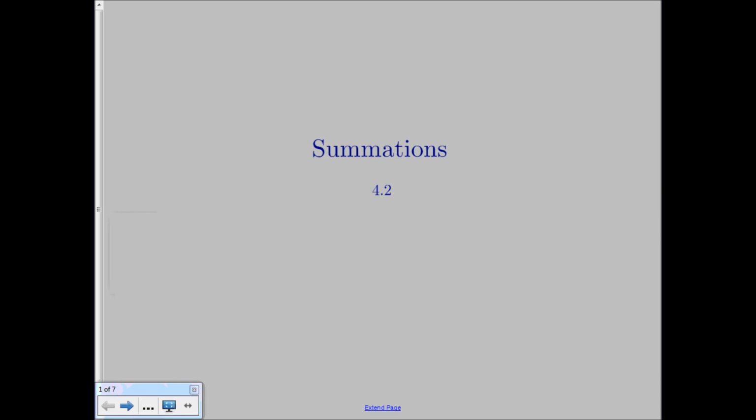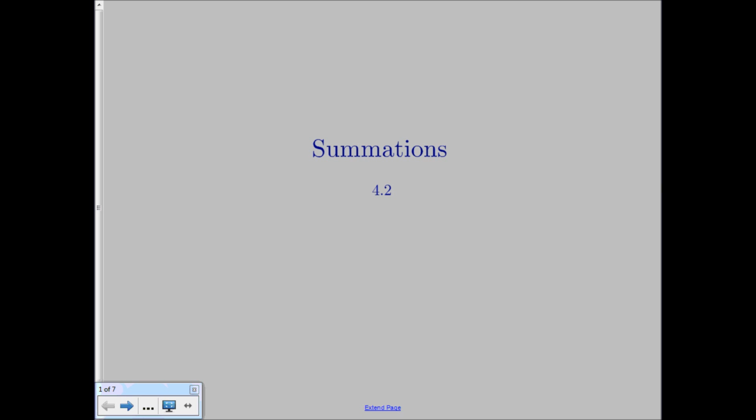Hello! So today what we're going to start talking about is summation notation and how to solve summations. Knowing how to do summations and applying these different formulas is going to help when we start talking about one of the fundamental problems of calculus, which is finding the area under a curve.